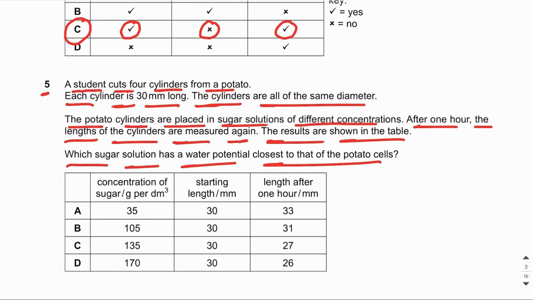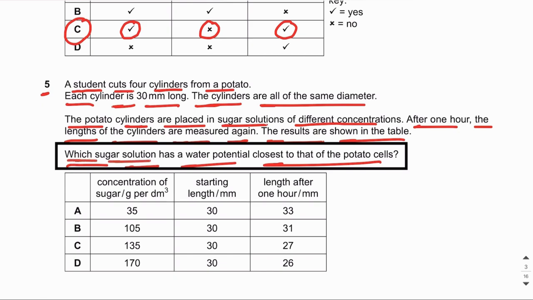So guys, in this question, what are they doing? They are carrying out an investigation in which they are placing different potato cylinders, which are of equal length and diameter, in sugar solutions of different concentrations. Obviously, the water may go into the potato by osmosis, or it may come out of the potato by osmosis. So there will be a change in the length of the potato. What we have to figure out in this question is which sugar solution has a water potential closest to the water potential of the potato cells.